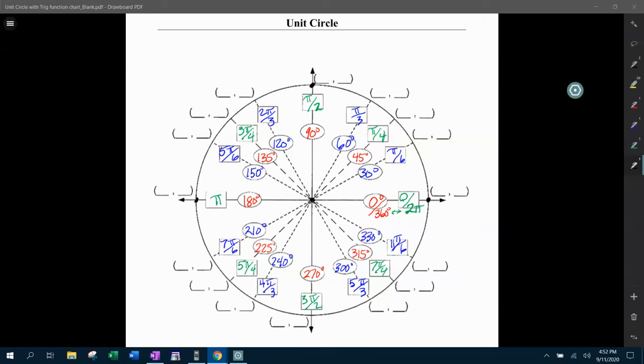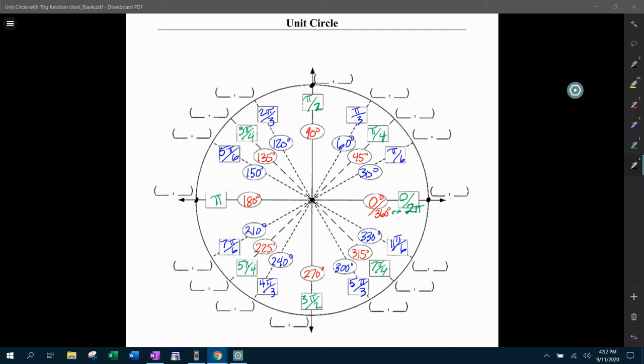Welcome back to our unit circle lesson, generating the unit circle. In our previous video, we did the angles in both degrees and radians. And in this video, we're going to look at generating the ordered pairs all the way around the unit circle.